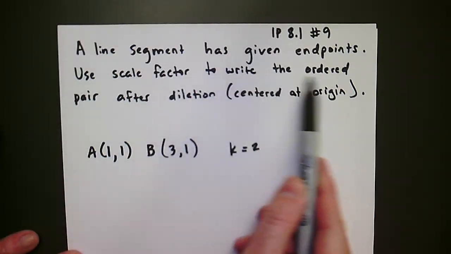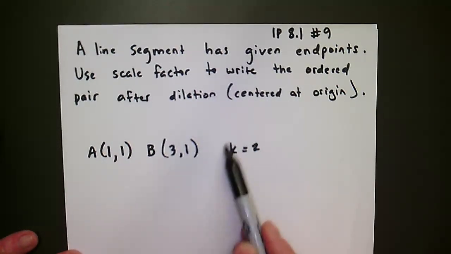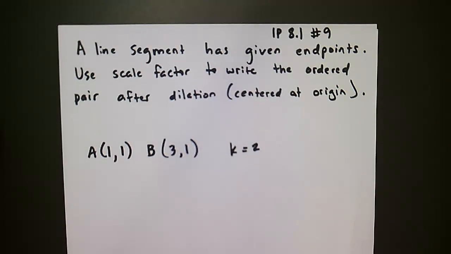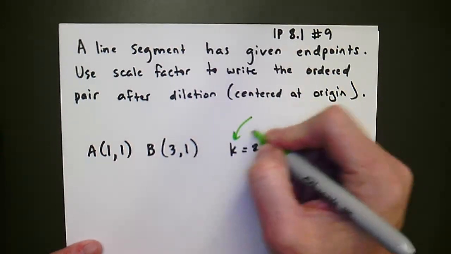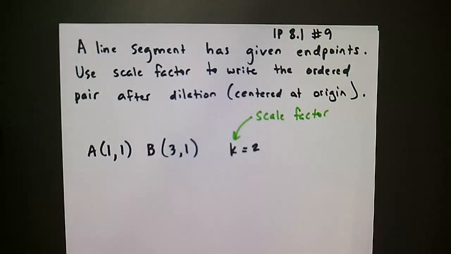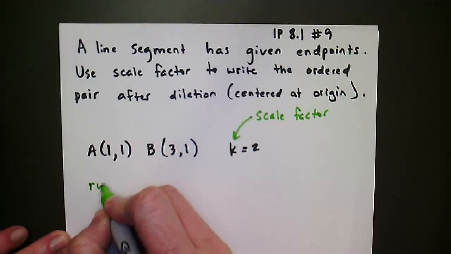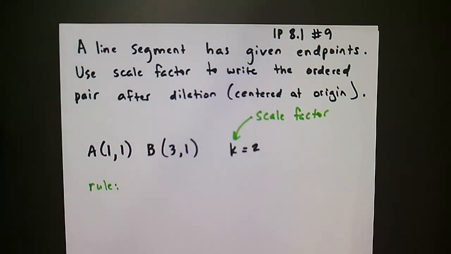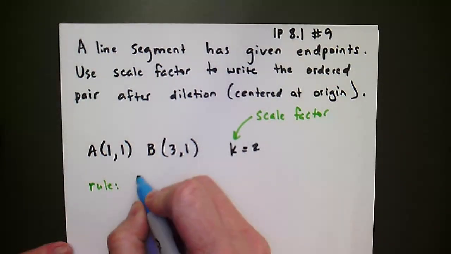We're going to use the scale factor to write the ordered pair after dilation. So the scale factor is given here as K. It is very important that we recognize that that's the letter that we use for scale factor. And then we also need to make sure that we do know the rule. So the rule to find this is to take any given coordinate.